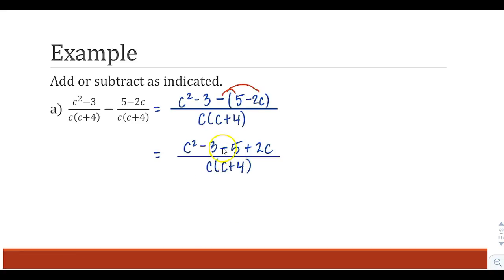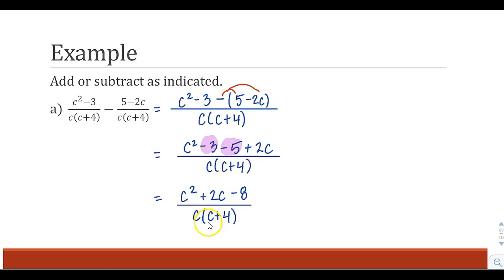So I'm going to leave my denominator. In the numerator, though, I can combine my like terms, negative 3 and negative 5. So in the numerator, I have c squared. I'm going to put the 2c next. I'm going to write this in standard form in descending power order. And the negative 3 minus 5 is negative 8. Again, all over that c times c plus 4. And then what we have to do is check and see if there's any more simplifying that I can do.